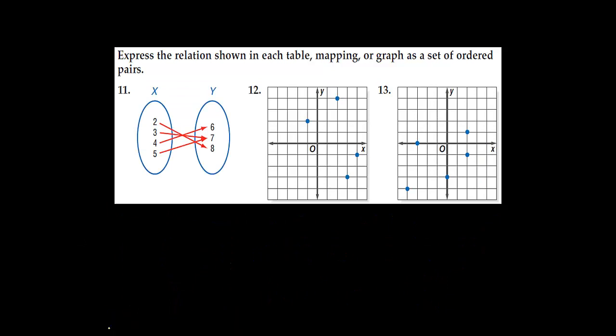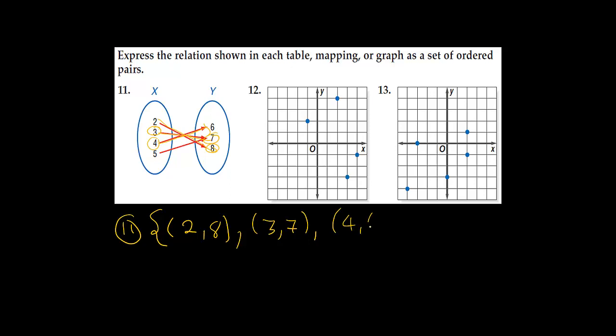Let's try the last 3. So here they are giving us a mapping again. I'm going to do question 11, open curly bracket, round bracket, 2 goes to 8, comma, 8 close, comma, 3 goes to 7, so it's 3 comma 7 close, comma, 4 goes to 6, so that's open 4 comma 6 close, comma, and 5 goes to 7, 5 comma 7 close curly bracket.